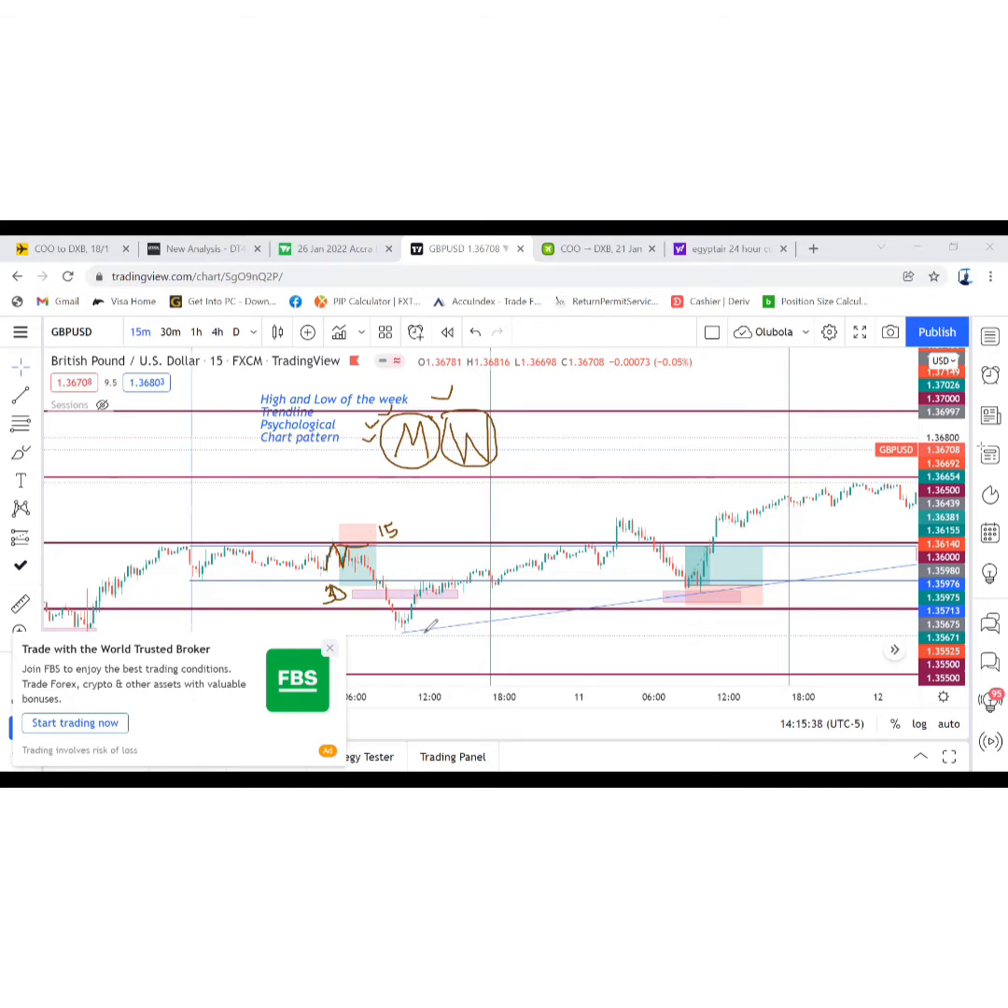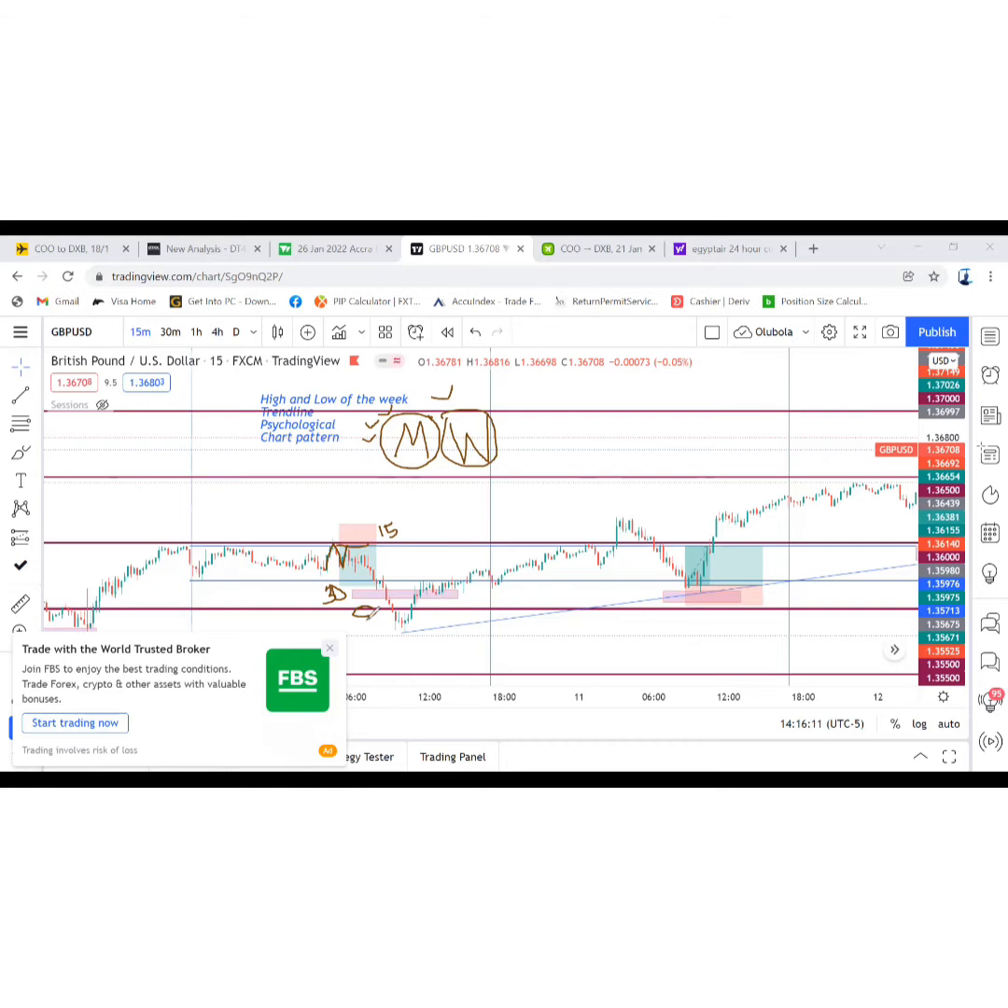Same Monday, the market comes to the psychological level. This is it. We have a rebound here, but I did not take this trade because I only have my psychological level here. A trend line was not around that place. This is a new trend line. So it has not been confirmed as a trend line until we have a second touch. So I didn't place the trade.